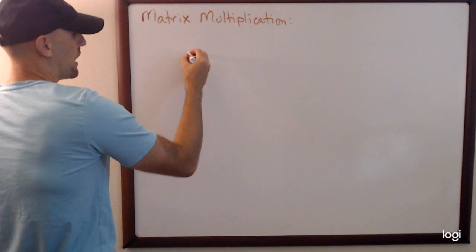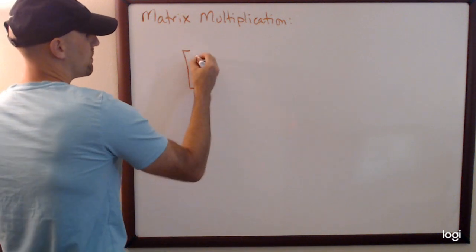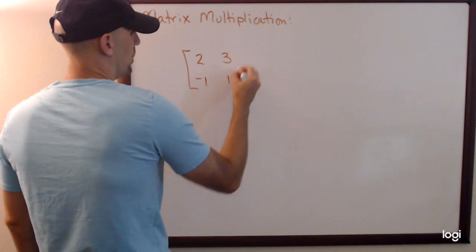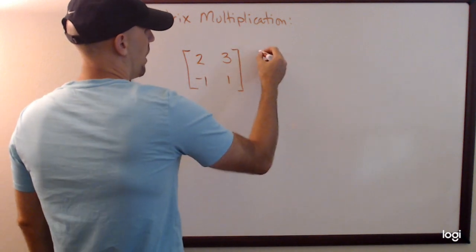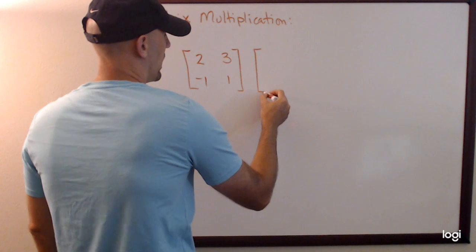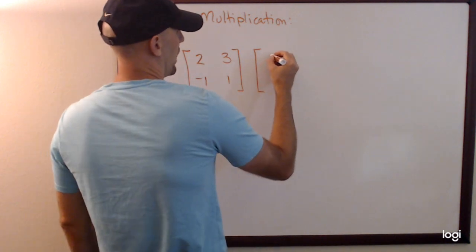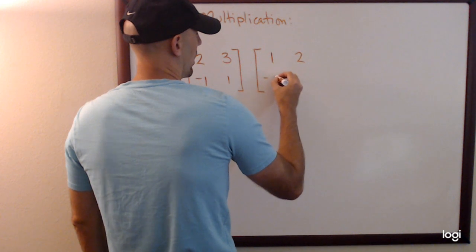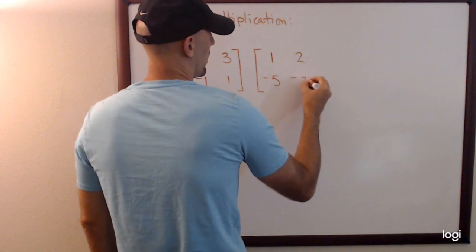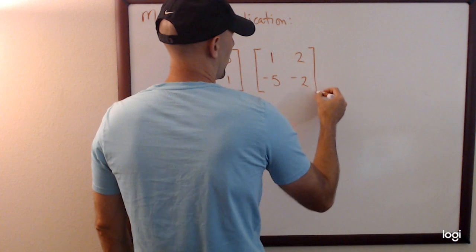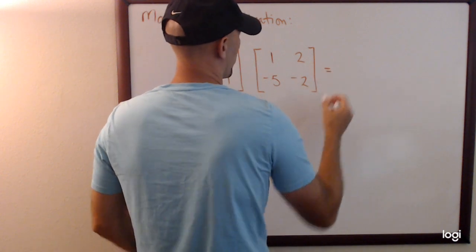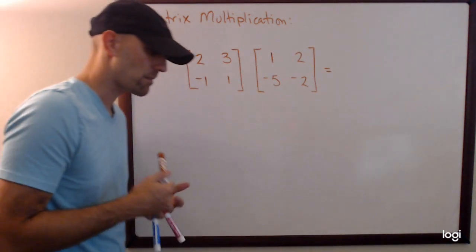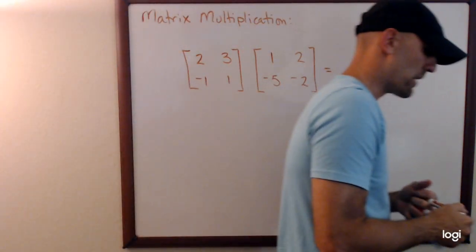So let's take the following matrix: 2, 3, negative 1, 1. And I would like to multiply it times, let's say, 1, 2, negative 5, negative 2. Okay. All right, now the question is, how do I do this?